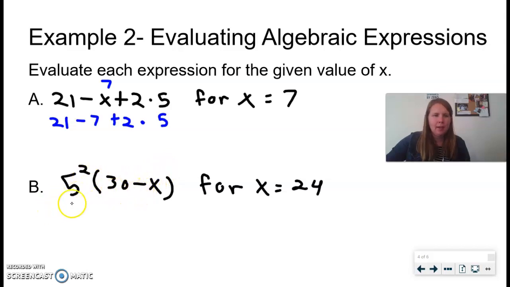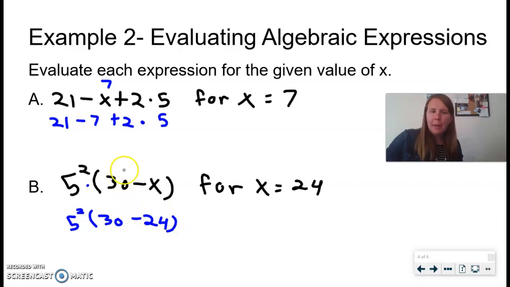This next one again, so you have this 5 squared on the outside. And then it's being multiplied. So remember, it's just next to it, so it's being multiplied by 30 minus x, and 30 minus 24. All right? So I want you to solve these ones out. When you get back, I will have a solution and we can talk through it. Okay, try your best and see if you get them right.